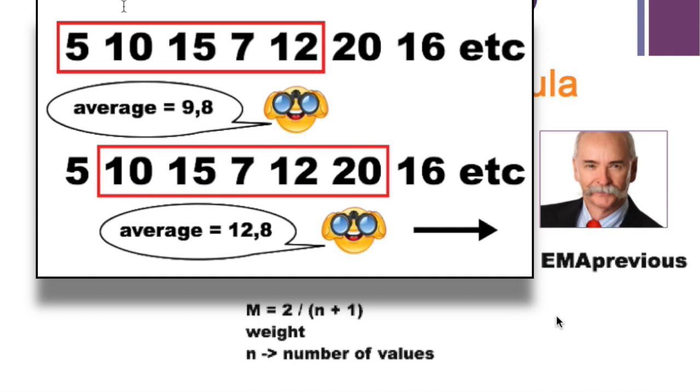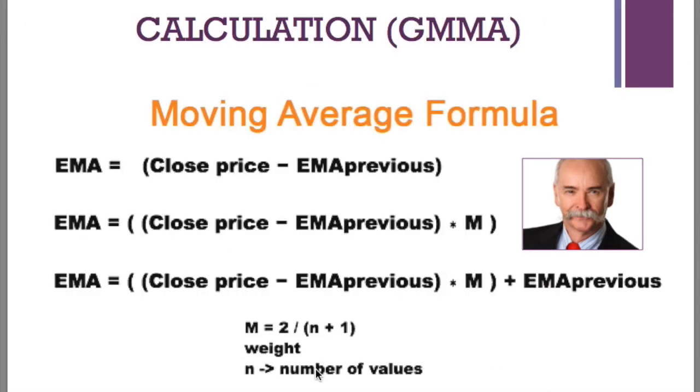If we include 5 periods and 5 values to calculate the average, then the weight is 2 divided by 6. 5 plus 1, 2 divided by 6. The higher the number of values, the higher the n, the lower m, the lower the impact or the lower the weight.